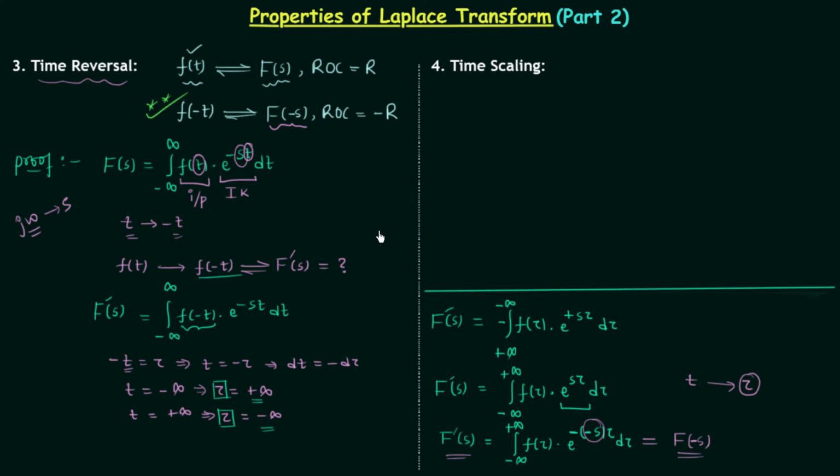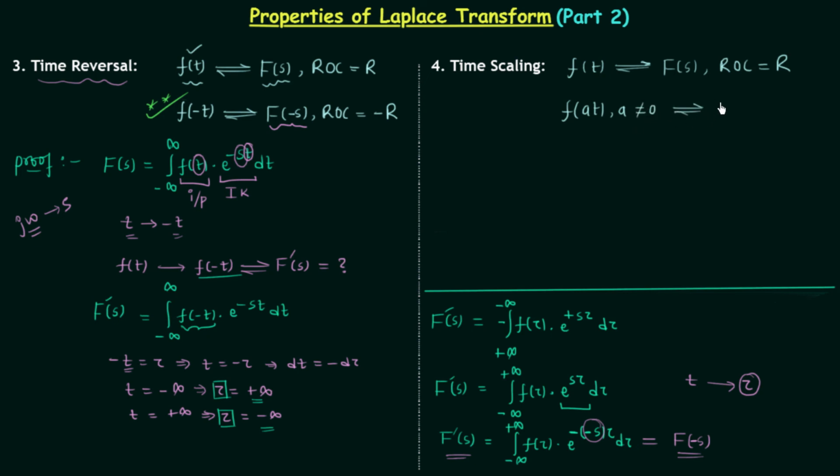And now we will move to the fourth property, which is time scaling property. We will understand this property by taking a time domain signal f(t). Let's say the signal is having the Laplace transform F(s), and the region of convergence is equal to R. Now we will perform the time scaling by a. So let's have f(at) in place of f(t), and here a is not equal to 0.